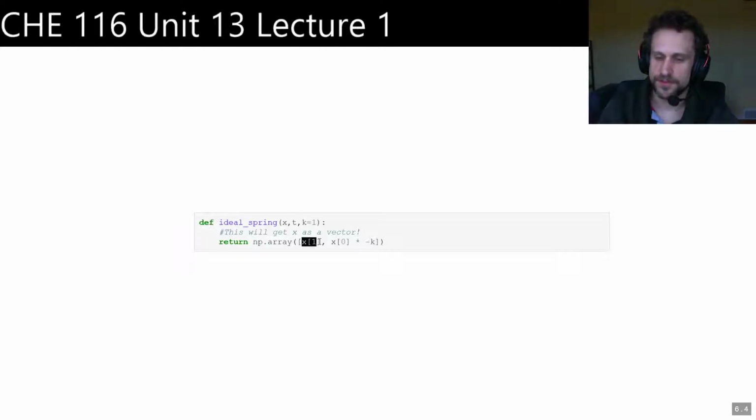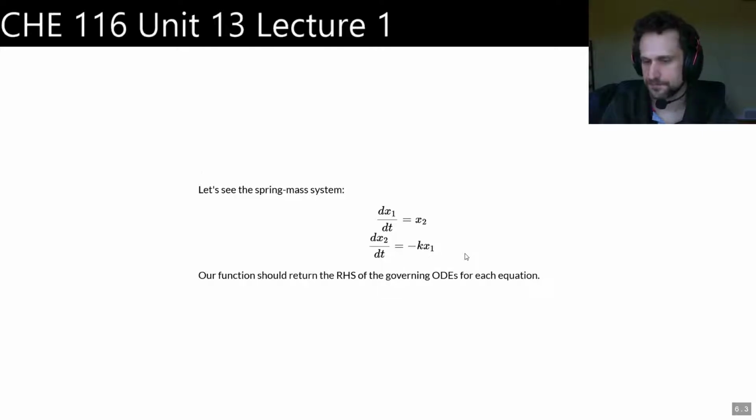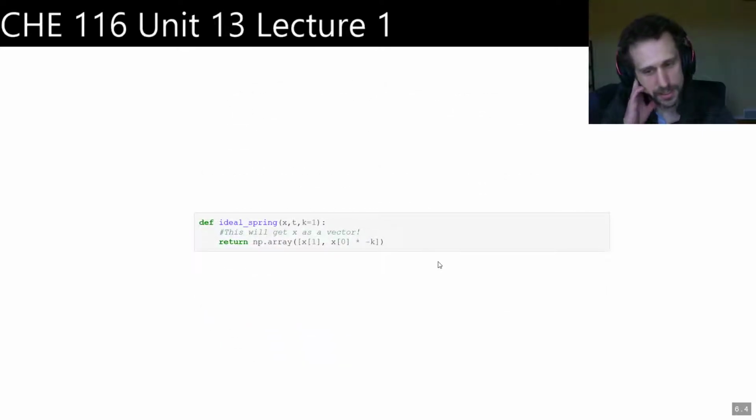So remember that the derivative of the position is equal to x2. Or to put it another way, if you view x1 as position and x2 as velocity, the derivative of position is velocity. Then the second term, the differential equation, says that the derivative of the velocity, or the second derivative of position, is equal to position times minus k, the expression we got here. And again, I just added a third argument with a default value for k, in case we want to see different kinds of examples.